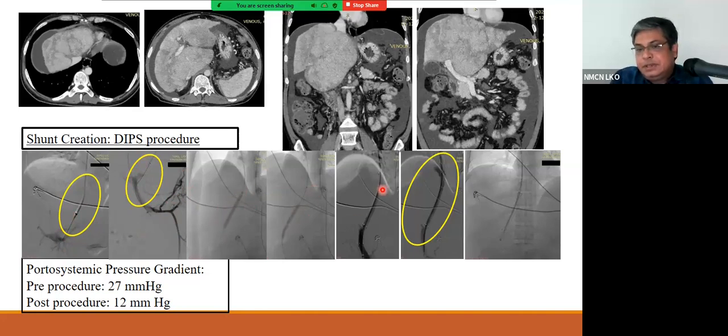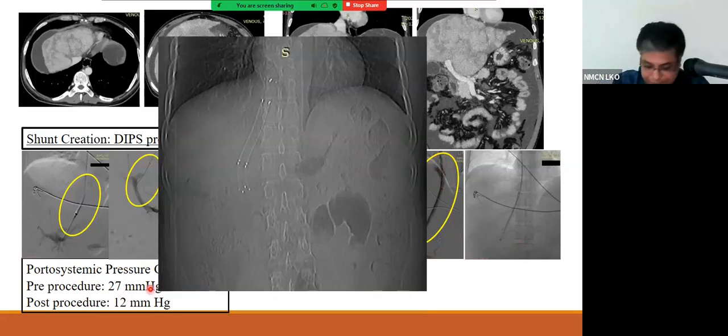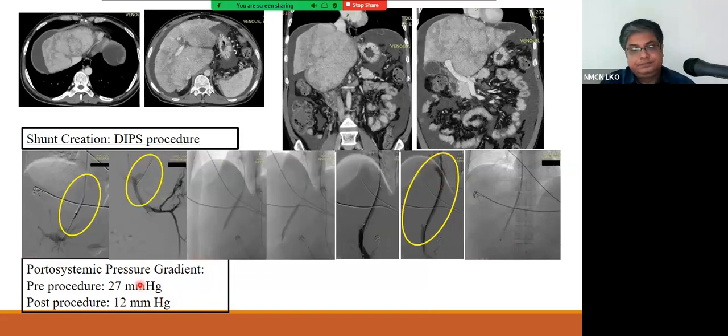After balloon dilatation, a 10 mm diameter stent graft assembly was placed across the parenchymal tract from IVC to portal vein, with reconstitution of forward flow, antegrade flow from portal vein to IVC by a low resistance pathway. So pre-procedure the portosystemic pressure gradient was 27 mmHg, and post-procedure we could achieve a pressure gradient of 12 mmHg. The ascites completely resolved, and the patient is now diuretic free and doing well.